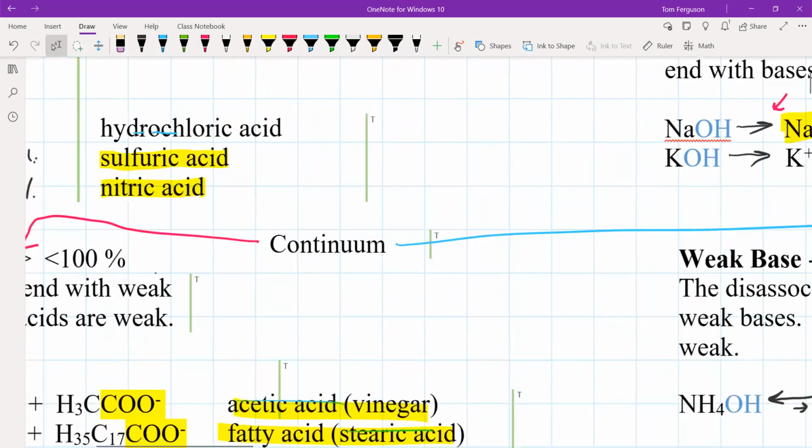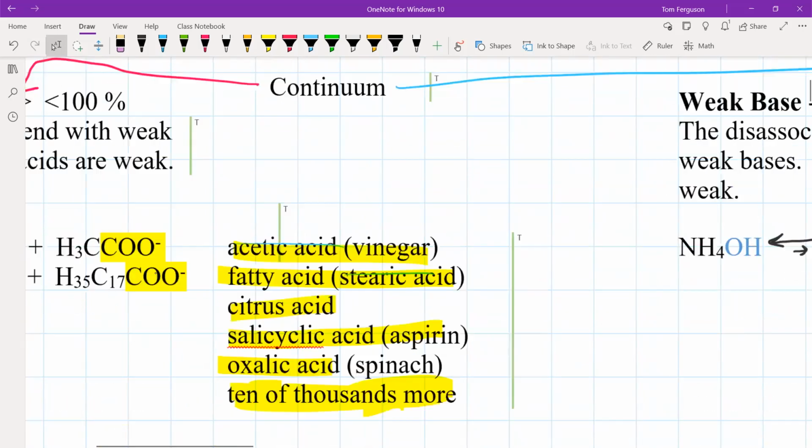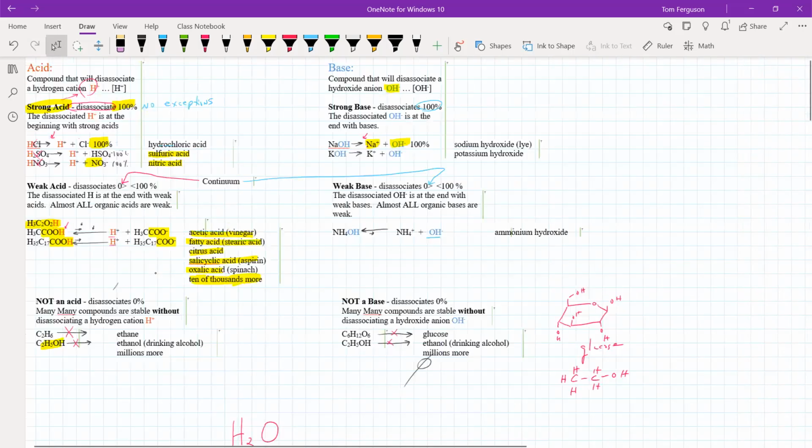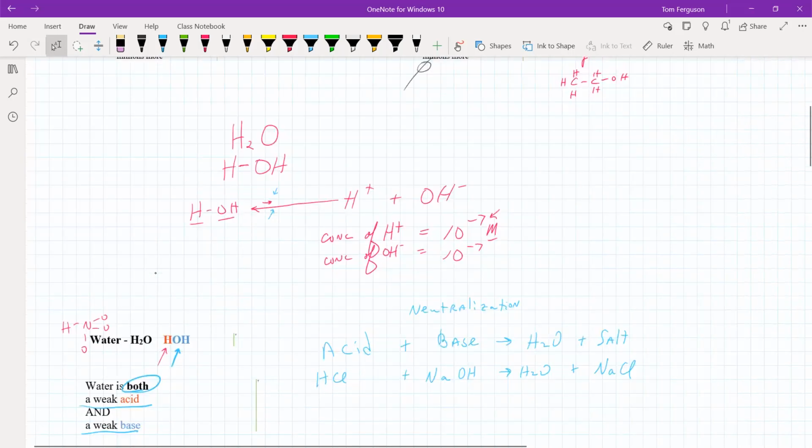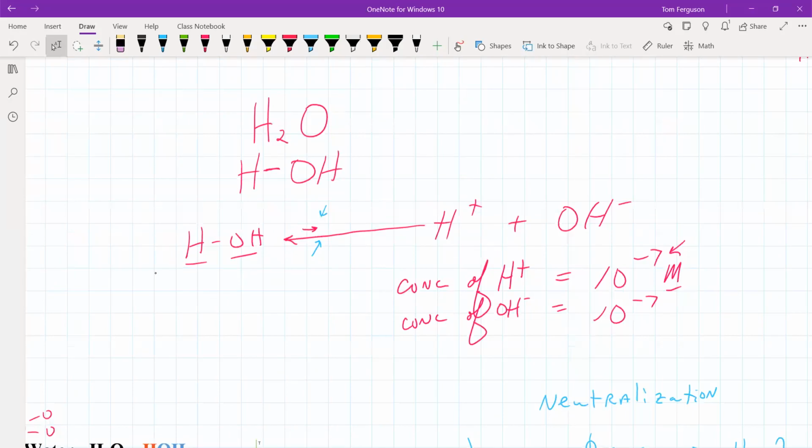Okay, so let's look at a very ubiquitous compound. Water. Water's got an H, water's got an OH. And water is both a weak acid and a weak base. Very weak, but it is an acid and a base. Combined together, it's very unique. Our world is extremely unique because of the characteristics of water. Our environment is shaped by the uniqueness of water.